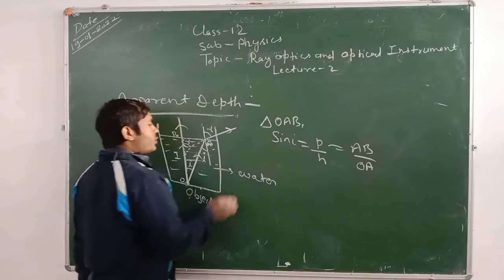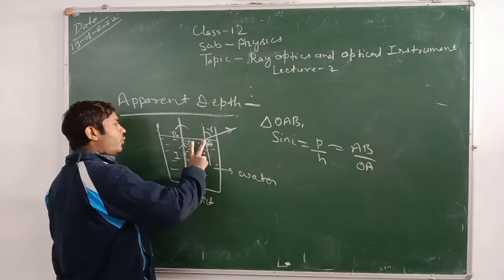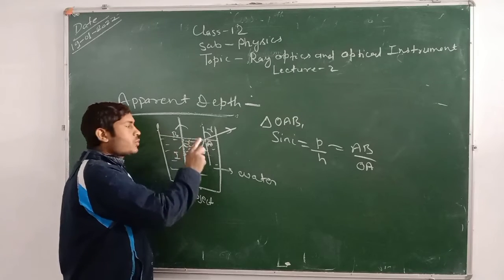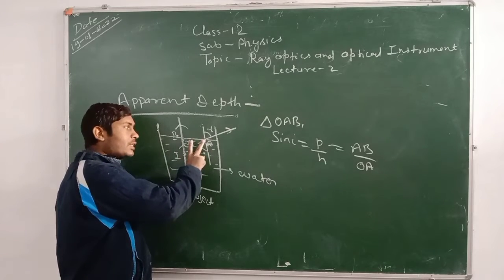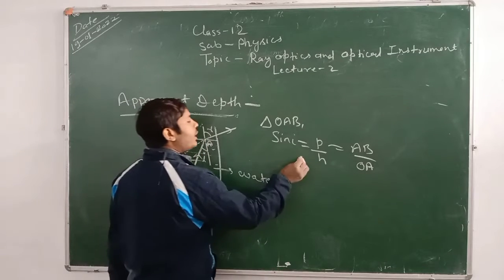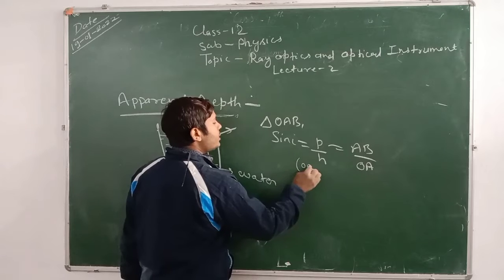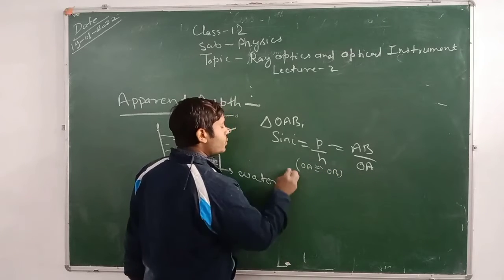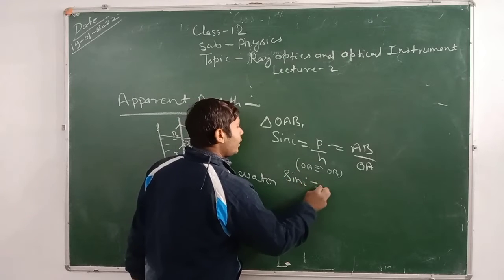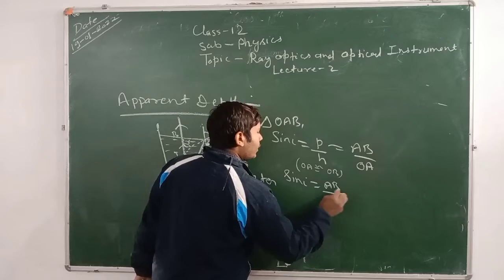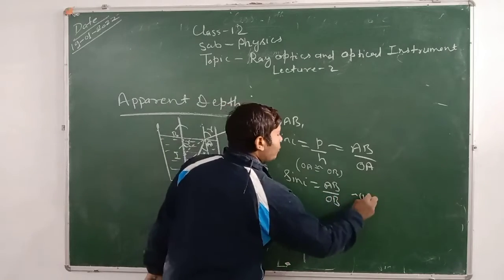I am taking an approximation. If this point lies very near to this point B, then in that case we can consider OA will be equal to OB. So I am taking one approximation here, that OA will be nearly equal to OB. So sin I will be equal to AB upon OB. It is equation 1.